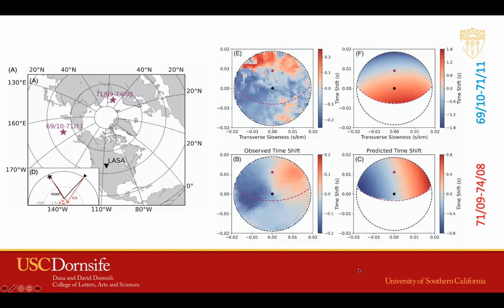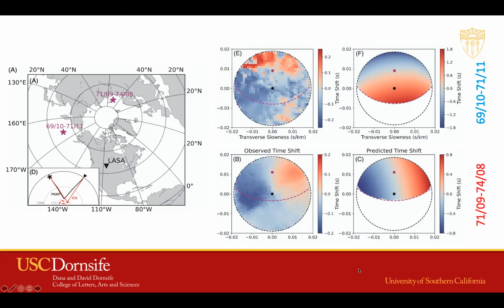This is the predicted time shift for 1 degree of east side rotation. This is the observed time shift from LASA, and from this we know it is consistent with and the same as our observation, which means for 71 to 74, it's east side rotation. But for the other one, it's the opposite. This is west side rotation.